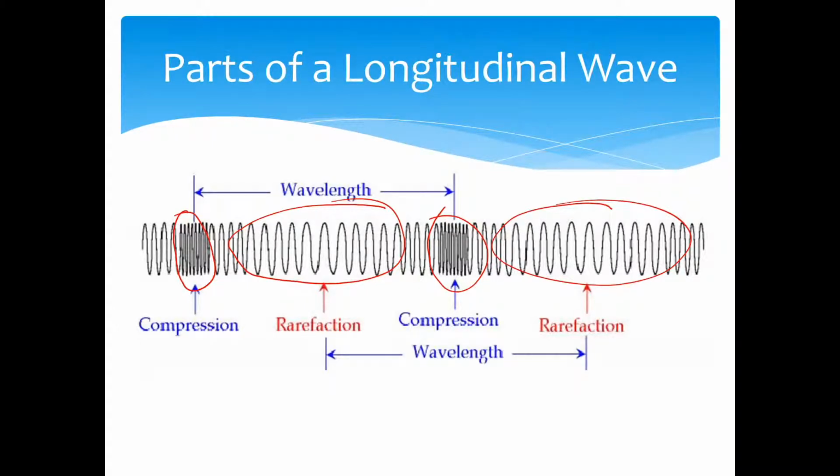When we measure wavelength in a longitudinal wave, we can go from compression to compression, so from here to here, or we can go from refraction to refraction, from here to here. The important thing to know when you are measuring wavelength is that if you decide to do it from compression to compression, throughout the whole entire wave you have to measure from compression to compression. You can't do half of it from compression to compression and then do the other half from refraction, because this will give you an odd number and it doesn't calculate correctly.